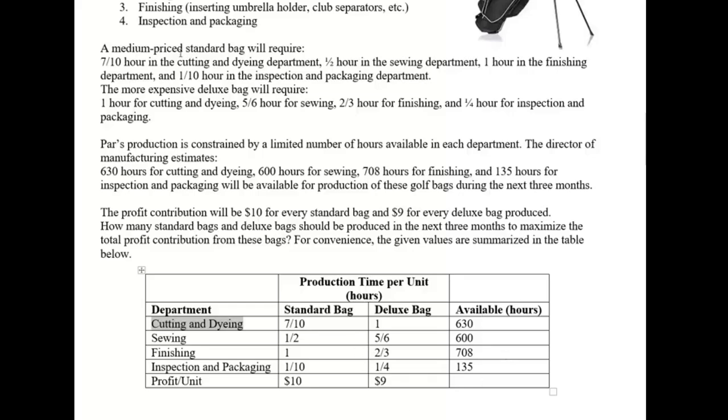And then we have the numbers, like how many hours you need for each bag, that kind of information. I put them in here, inside. So standard bag, here's the information from this paragraph. Deluxe bag, from here. So this information is entered here. And finally, the profit is $10 and $9. I put them in the bottom. Okay, so now we understand, right? So where all these numbers come from.